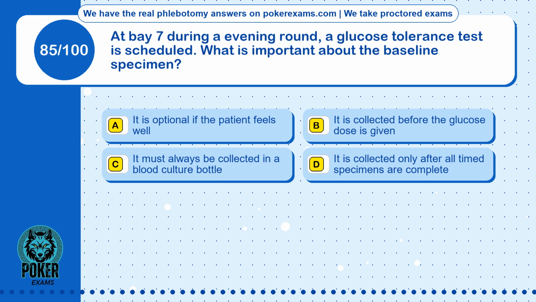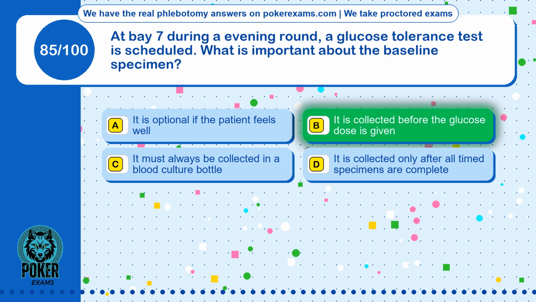Question 85. At Bay 7 during an evening round, a glucose tolerance test is scheduled. What is important about the baseline specimen? Option A. It is optional if the patient feels well. Option B. It is collected before the glucose dose is given. Option C. It must always be collected in a blood culture bottle. Option D. It is collected only after all timed specimens are complete.